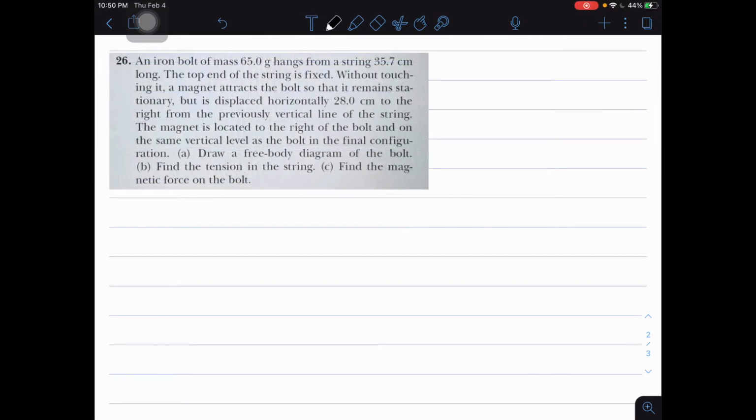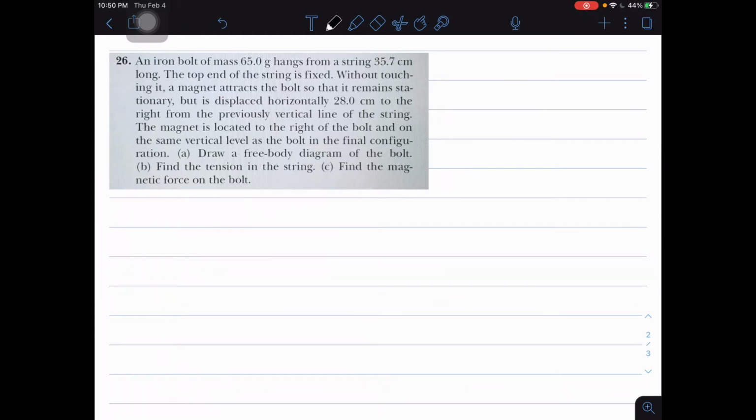So here is our second item. We have an iron bolt with a mass of 65 grams hanging on a string whose length is 35.7 meters. The top end of the string is fixed. Without touching it, a magnet attracts the bolt so that it remains stationary, but is displaced horizontally by 28 centimeters to the right. The magnet is located to the right of the bolt on the same vertical level as the bolt in the final configuration. Letter A, draw the free body diagram of the bolt. Letter B, find the tension in the string, and letter C, find the magnetic force on the bolt.